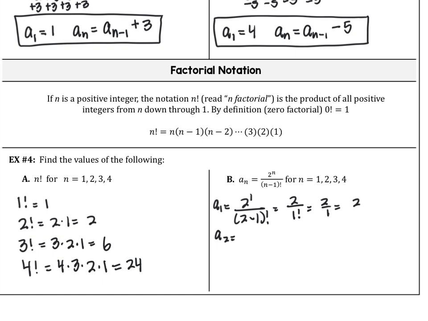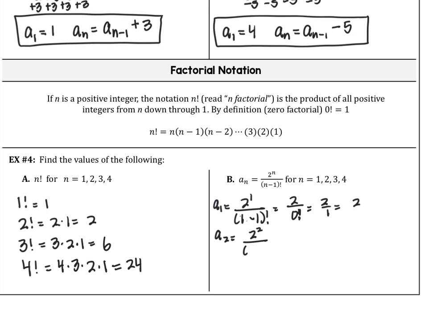Okay, the second term would be 2 to the second power over, why did I put a 2 in the first one? Oh my goodness, I just noticed that. You probably already noticed. This is not supposed to be a 2 here. All right, this is supposed to be a 1. 1 minus 1 is 0 factorial. And 0 factorial is also 1, by the way. So I didn't change my final answer.